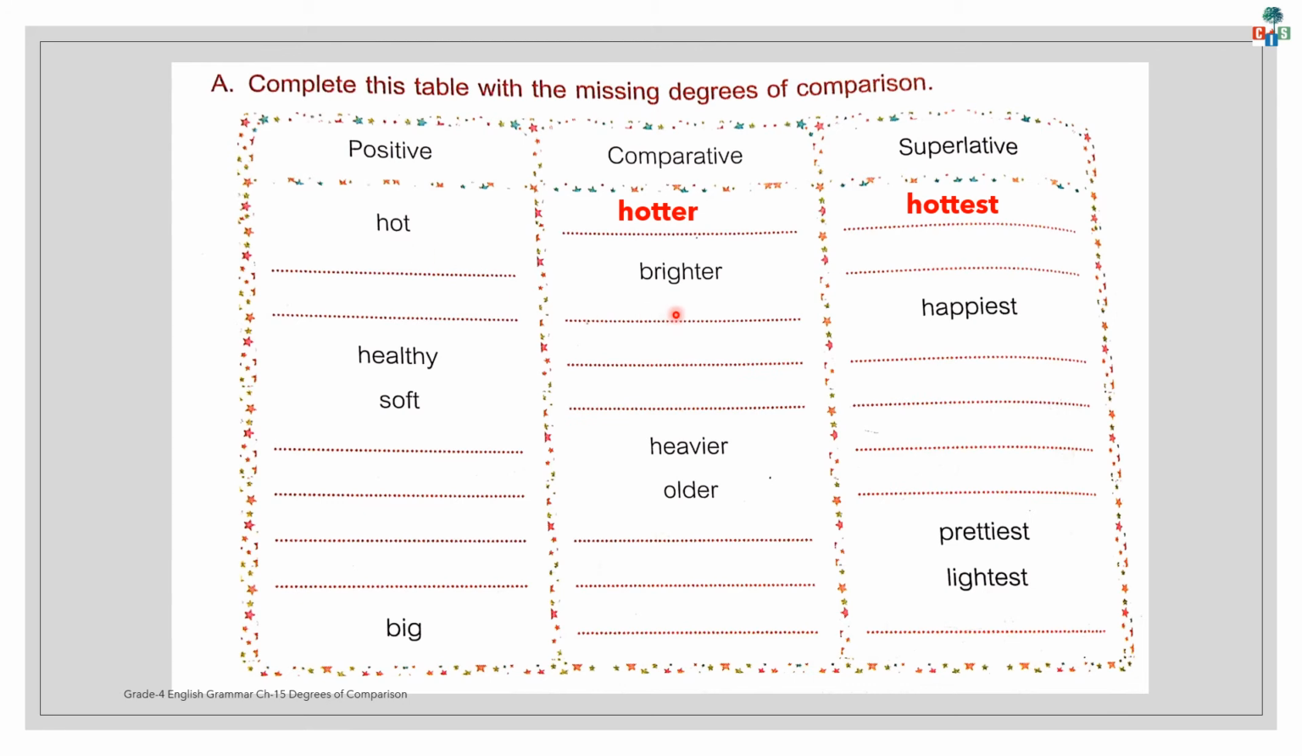Understood? See the next one, brighter. This word is ending with ER. So it is in the comparative degree. And if comparative degree is given, first form the positive degree. For that, remove ER. So it will be bright. So bright is in the positive degree. Bright, brighter. And for the superlative degree, it will be brightest. Understood? So like this, try to get these missing degrees of comparison. Okay.